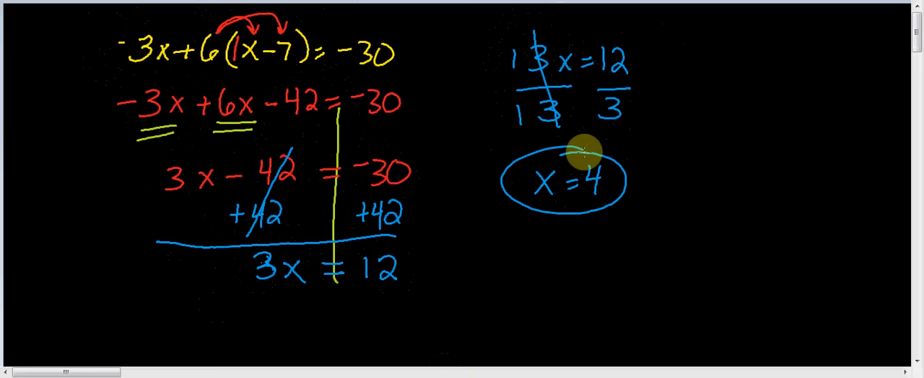Okay, so anytime you see parentheses, distribute. After you distribute, a lot of times you have to combine like terms, and after you combine like terms, you should have a two-step equation. So it should be a total of 4 steps to solve the equations that at least that we're working with.